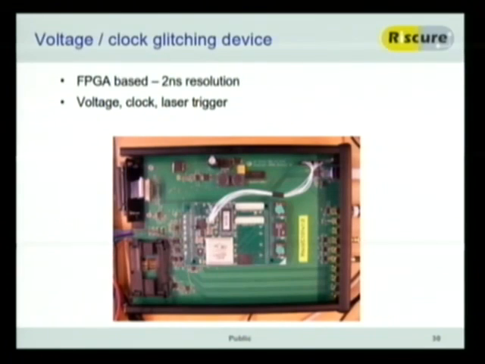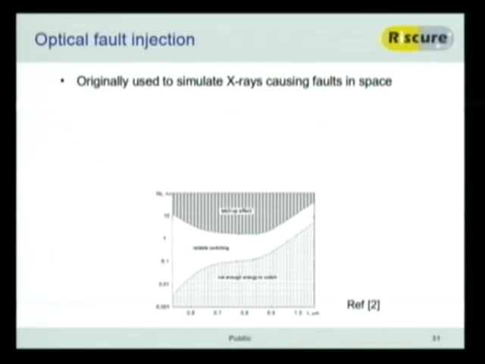But we also use this same thing for triggering our laser setup, which is very cool. So optical fault injection was actually originally used to simulate X-rays in space. So X-rays are quite high energy radiation that triggers all kinds of faults in your chips.